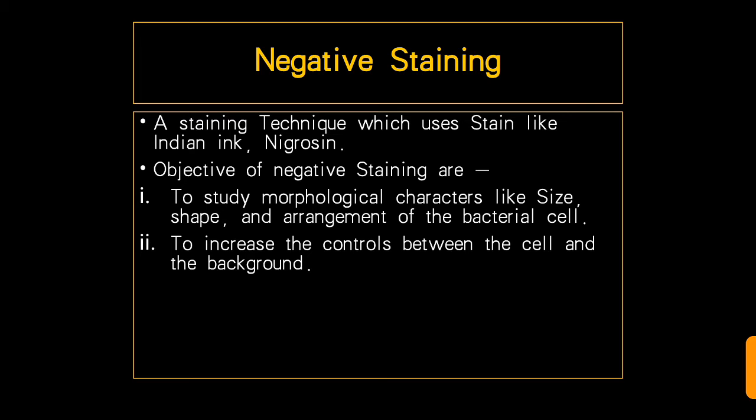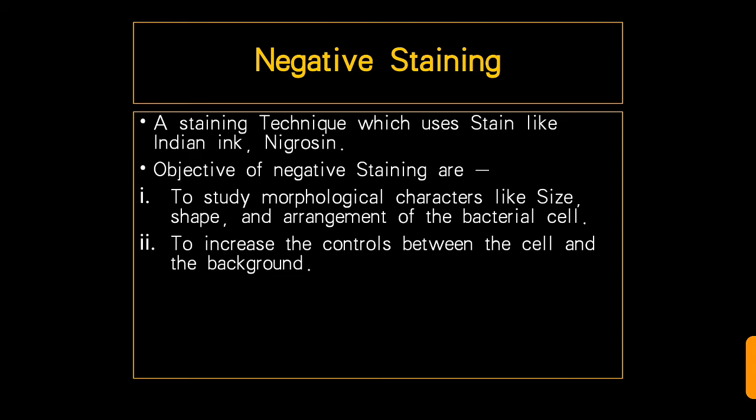Another major objective of negative staining is that it increases the contrast between the background and the bacterial cell. It is also used to study cells that are too delicate to heat fix. That is why negative staining is helpful for those cells. It is also used for the preparation of biological samples for electron microscopy. These are some of the objectives of negative staining.